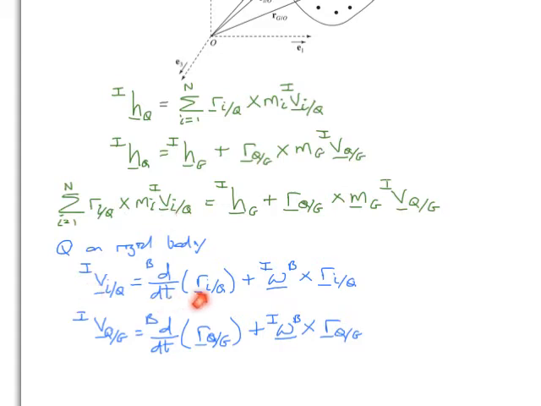It's the time derivative of the position vector in the B frame plus the angular velocity of B as observed in I cross with R of I with respect to Q. And then we have a similar expression of Q with respect to G, which shows up on the right-hand side. And so because of our assumption that Q is on the rigid body, then our time derivatives of these position vectors as observed in the rigid body are zero. And so we replace these terms with these cross products of omega cross R.